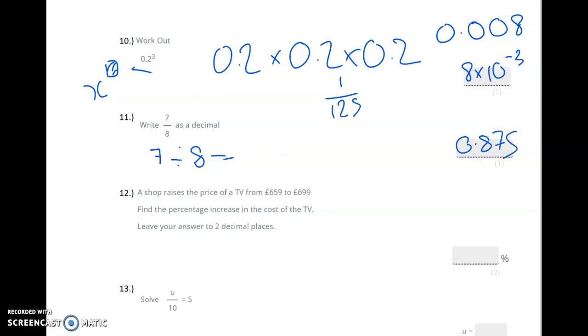So a shop raises the price of a TV from £659 to £699. Find the percentage increase in the cost of the TV. So we'll do the increase first. It's gone from 659 to 699, so do 699 take away 659. Calculator exam, so use your calculator if you need to. But that's a difference of £40. So it's gone up by £40.